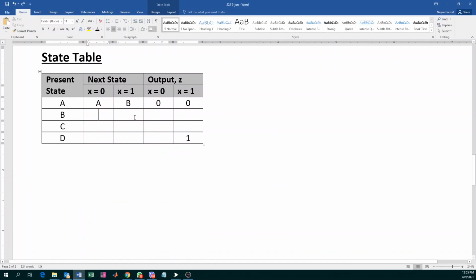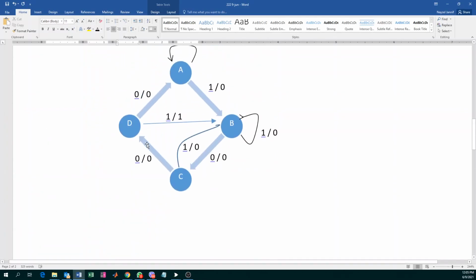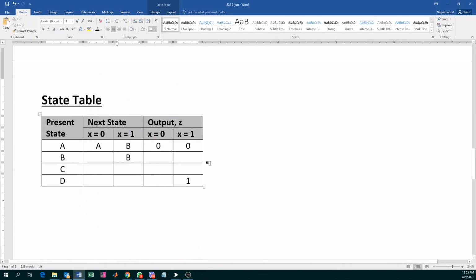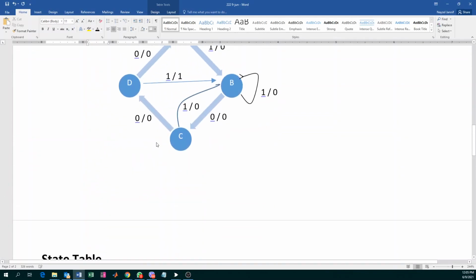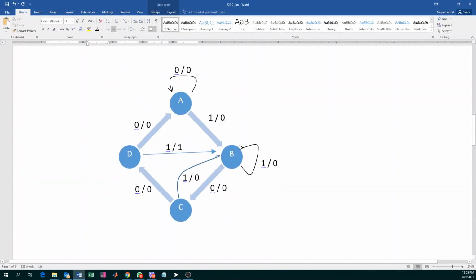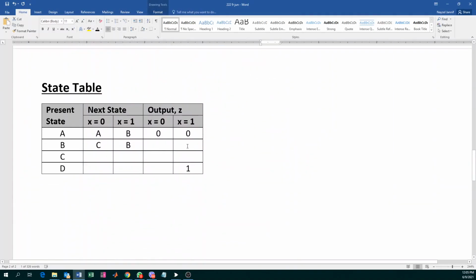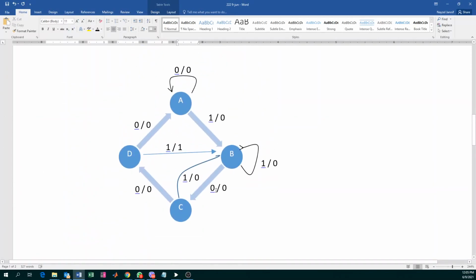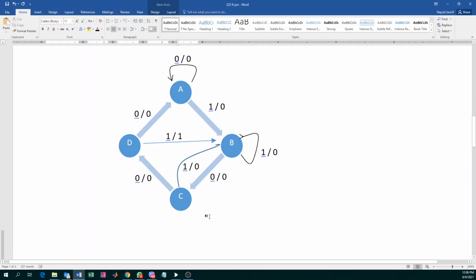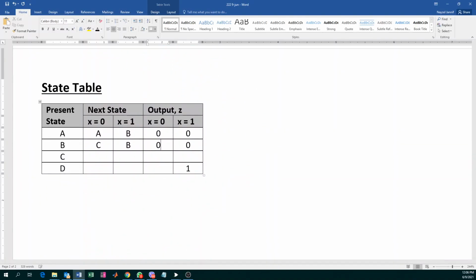We stay at B. And if you have input of 0, we go to C, right? So basically, I'm just transcribing the state diagram onto the table. If your current state is B and your input is 1, your output is 0. And if your input was 0, you go to C, but your output will still be 0.